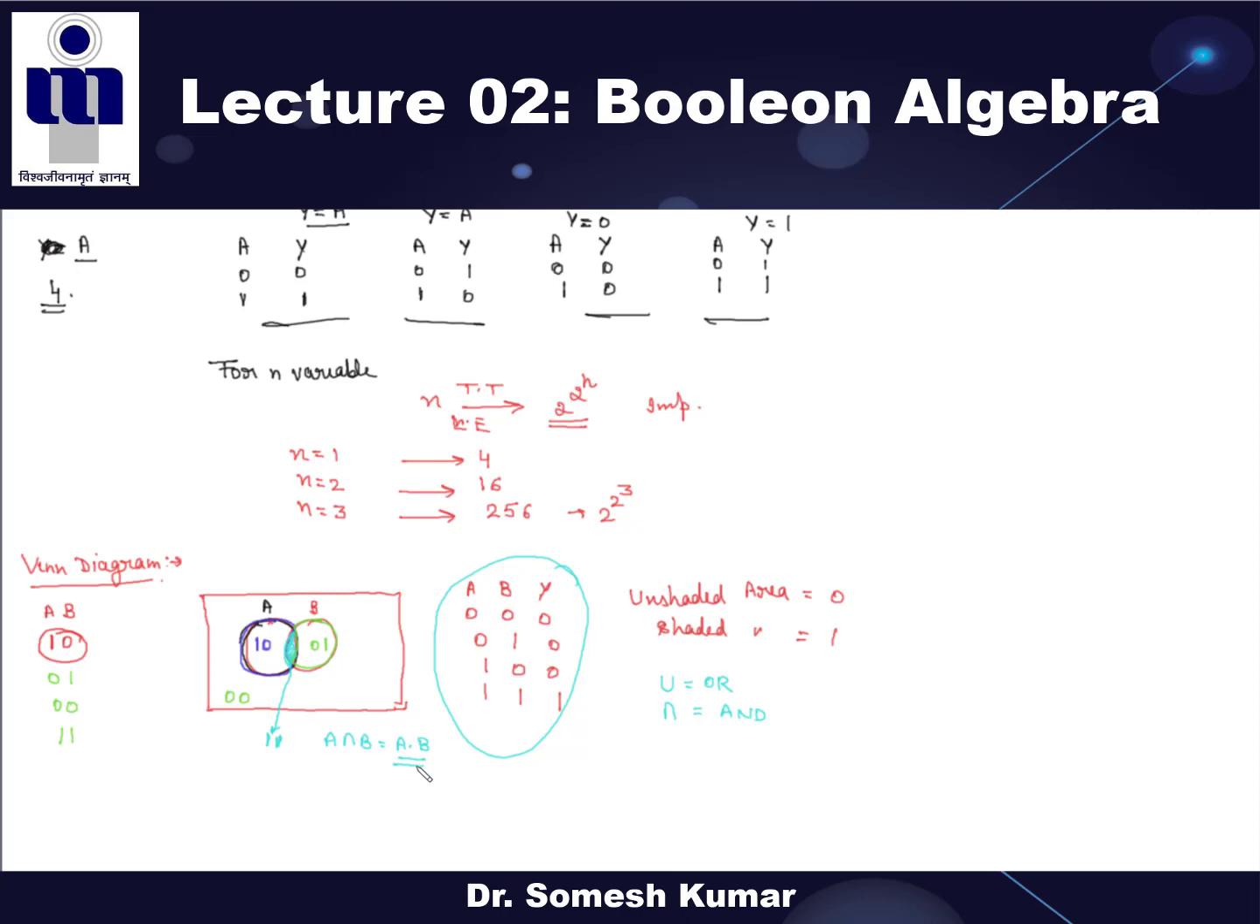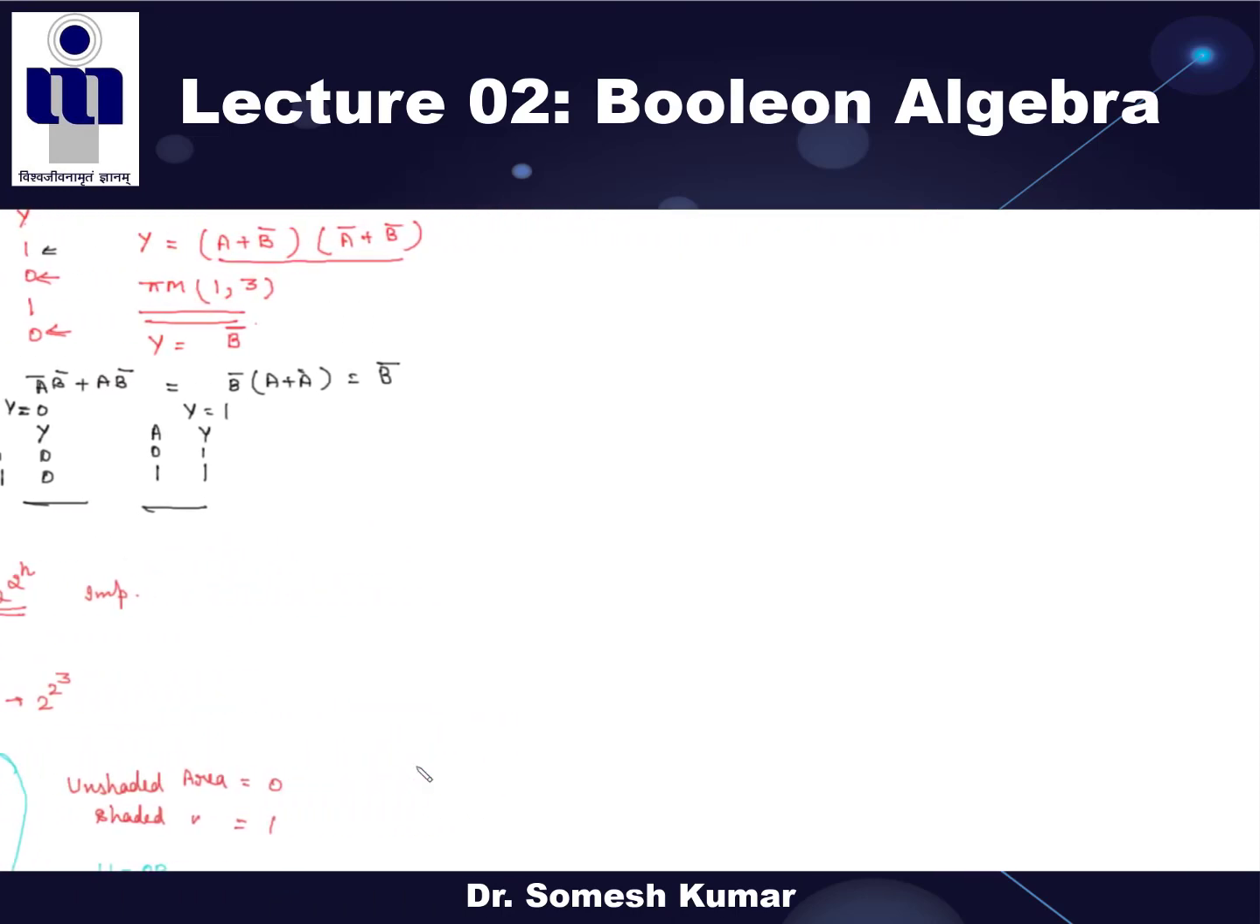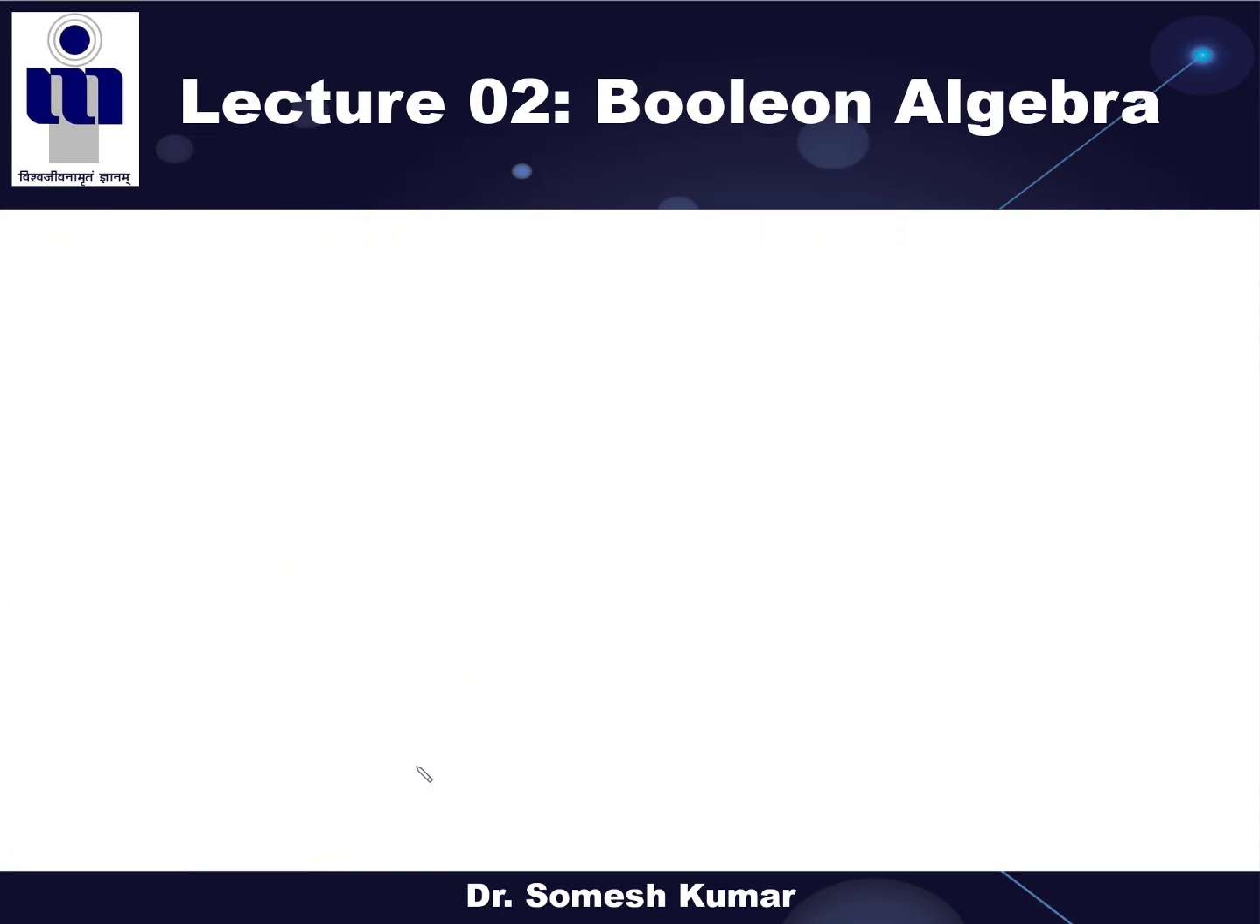Next we are taking a similar example for the OR gate, right? How can we represent the OR gate in the form of a Venn diagram? Just a minute. This is the OR gate, right? Clear? Now, how can we represent this OR gate in the form of a Venn diagram?